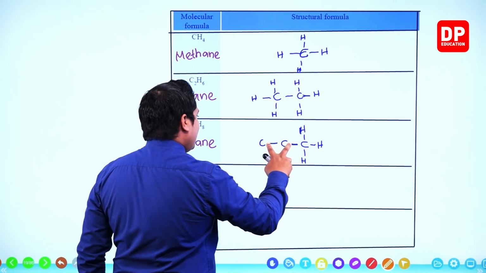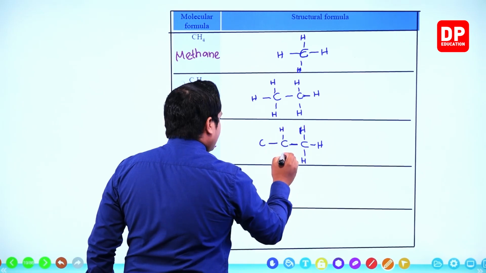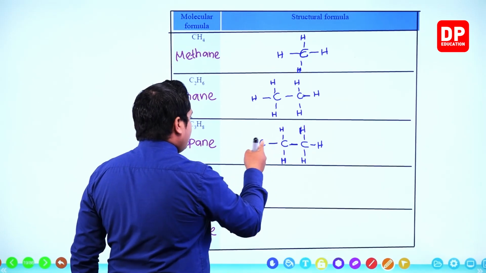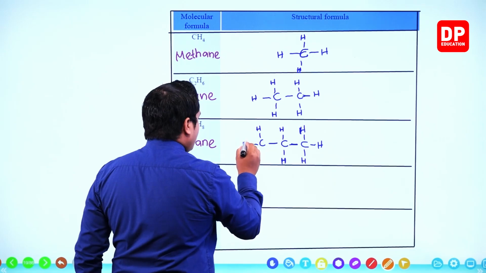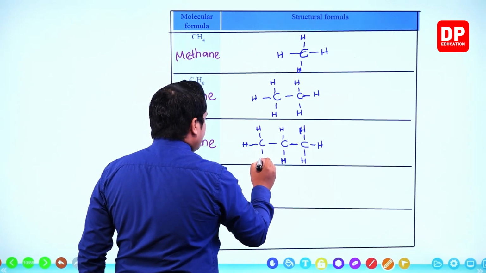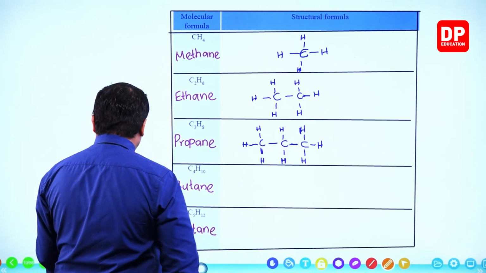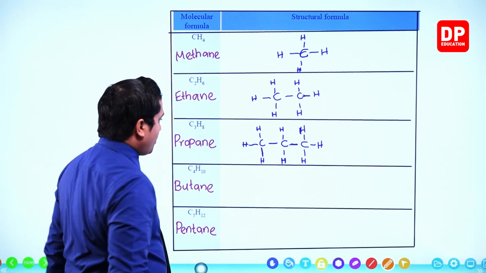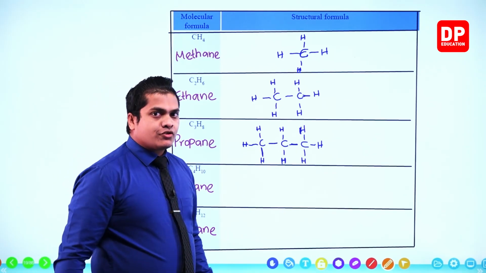For this carbon there are 2 bonds already. So you need to put only 2 hydrogen atoms, 1, 2. In here for this carbon there is only 1 bond. So you need to complete another 3 bonds, 1, 2 and 3. Here we go. So this is the structure for propane. It's very simple to draw, my dear children.